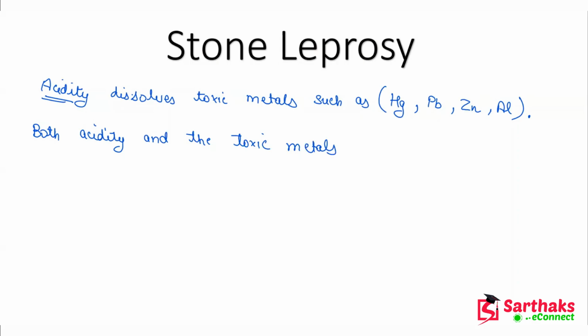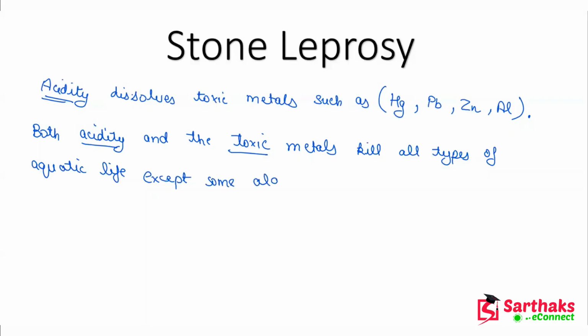They kill because the acidity is present in the aquatic water, and there are toxic metals also. The combination of acidity and toxic metals kills all types of aquatic life, except some algae and fungi, because they don't affect them so much.